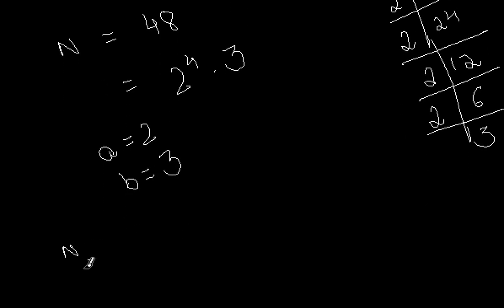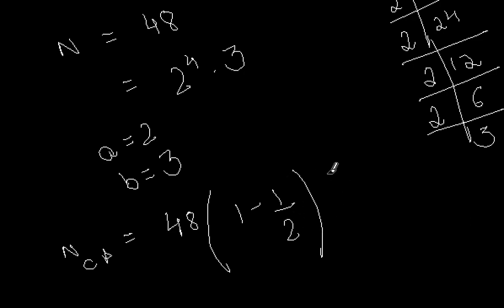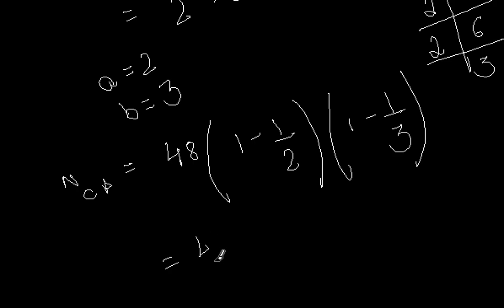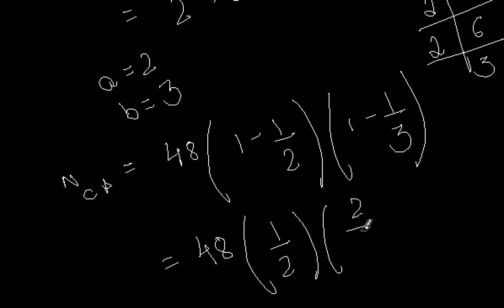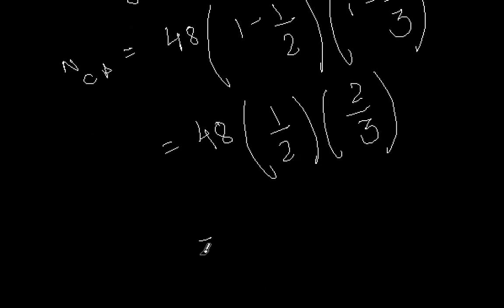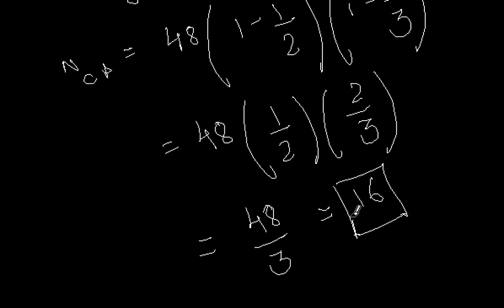So the number of co-primes less than 48 which are co-prime to 48 would be the number itself, 48 into 1 minus 1 by 2 into 1 minus 1 by 3, which is 48 into 1 upon 2 into 2 upon 3, which is equal to 48 upon 3 equal to 16. So 16 is the total number of numbers which are co-prime to 48 and are less than 48.